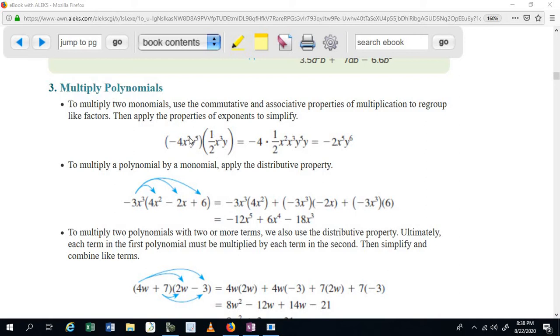So just remember, you can rearrange the order in which you multiply things. And so it's convenient just to group the numbers together and then the letters that are the same next to each other.